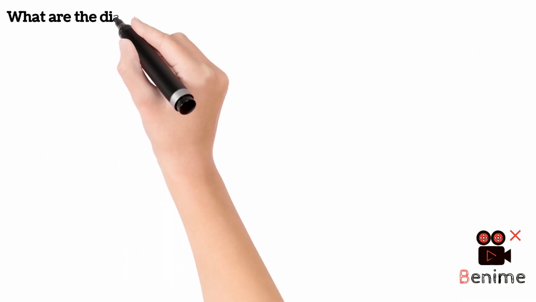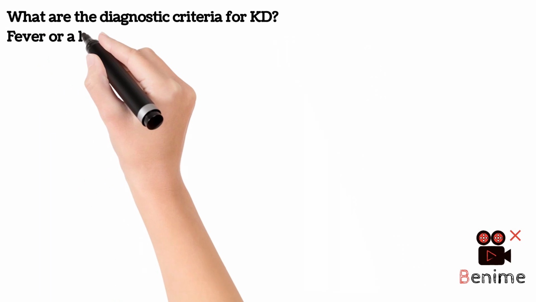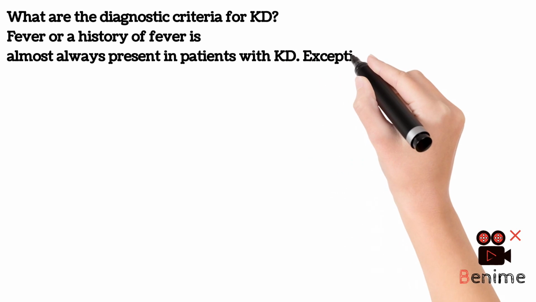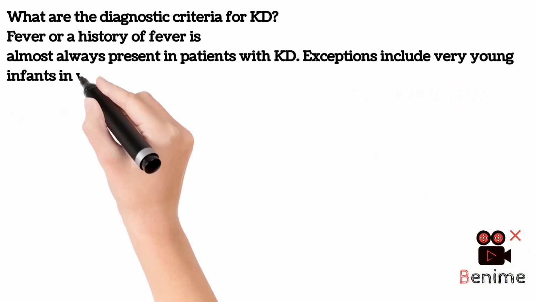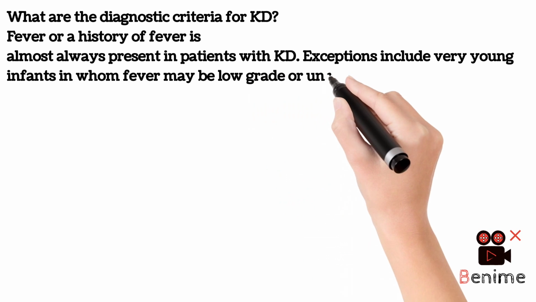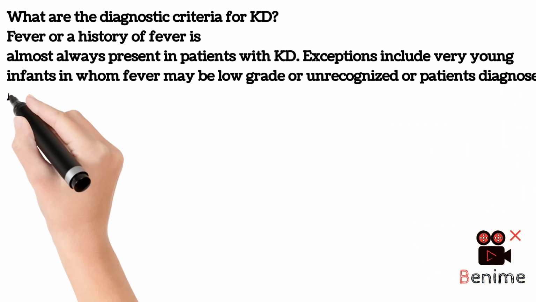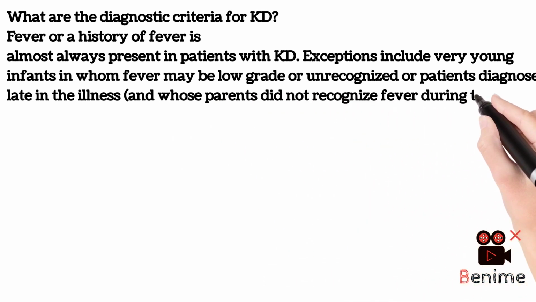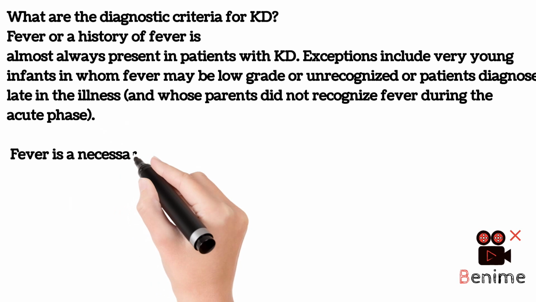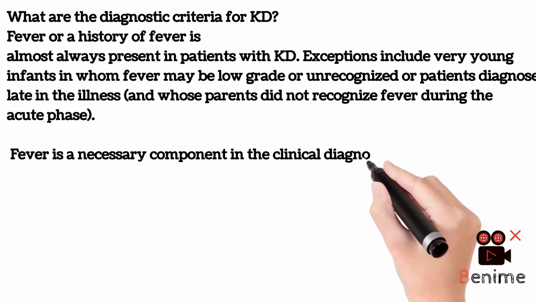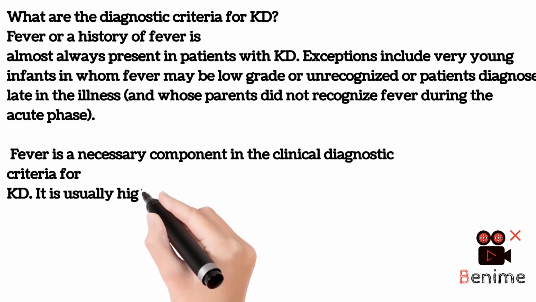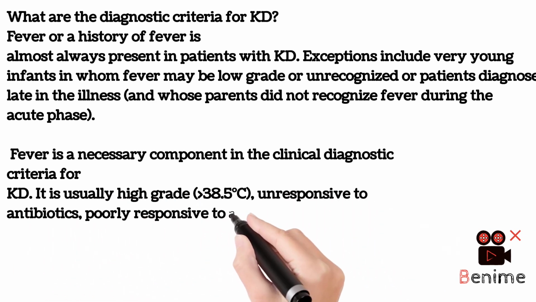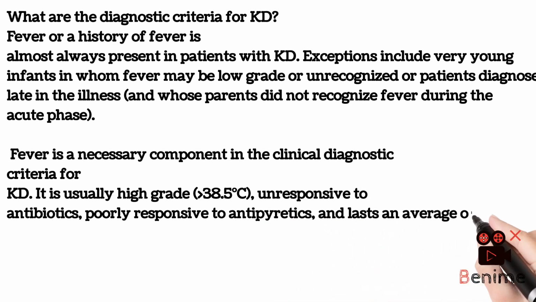What are the diagnostic criteria for KD? Fever or a history of fever is almost always present in patients with KD. Exceptions include very young infants in whom fever may be low-grade or unrecognized, or patients diagnosed late in the illness, and whose parents did not recognize fever during the acute phase. Fever is a necessary component in the clinical diagnostic criteria for KD. It is usually high-grade, greater than 38.5 degrees Celsius, unresponsive to antibiotics, poorly responsive to antipyretics, and lasts an average of 1 to 3 weeks.